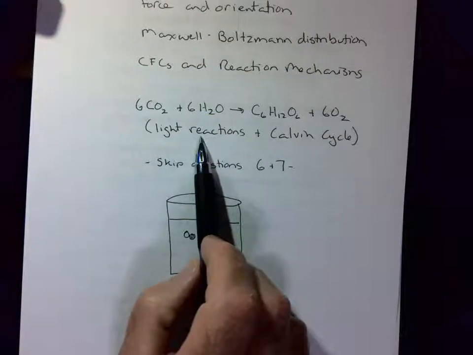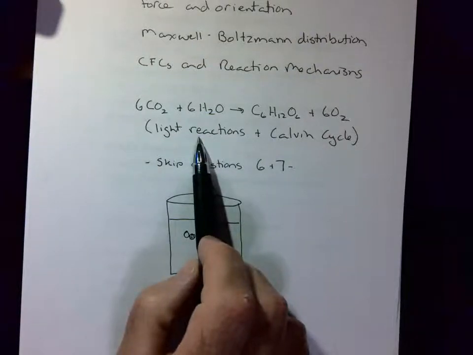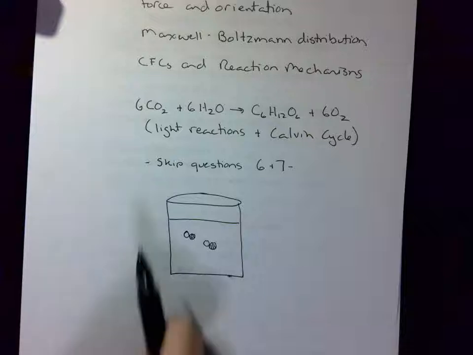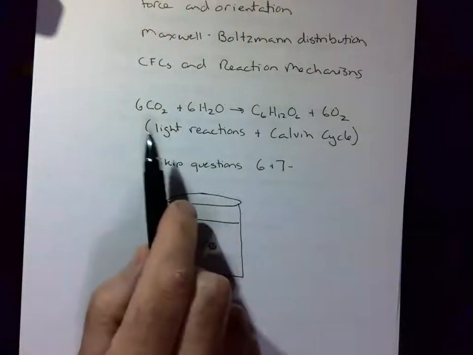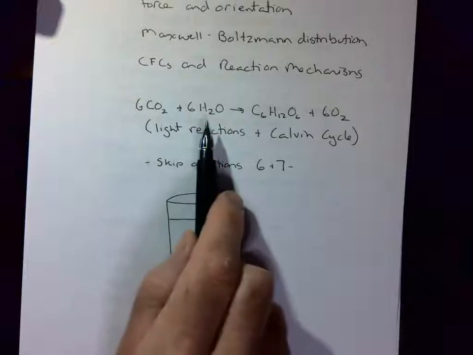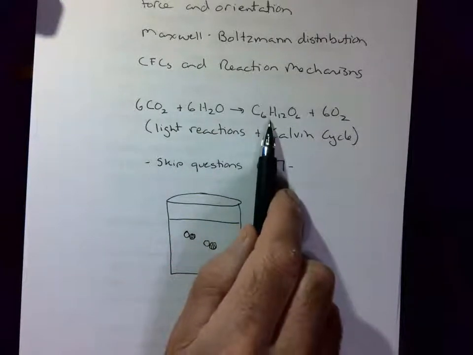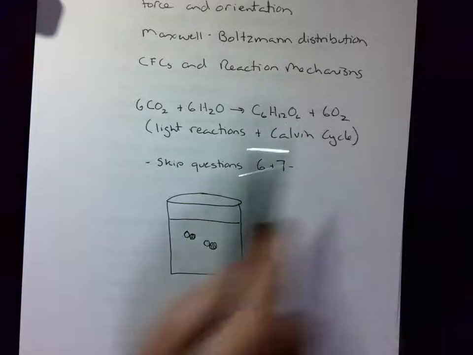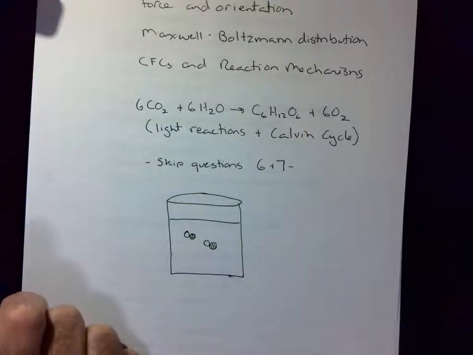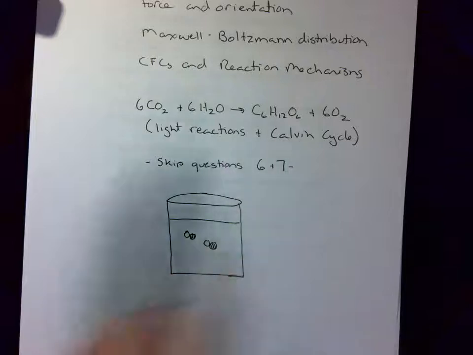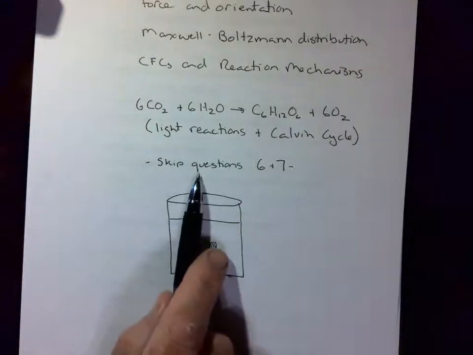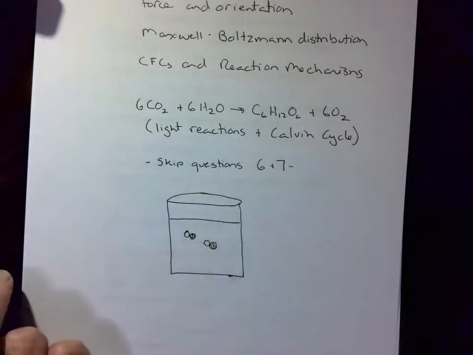An example of a reaction mechanism, this will be for the biologists, would be photosynthesis. We write the overall reaction. So the overall reaction is 6CO2 plus 6H2O gives 1 glucose, C6H12O6 plus 6O2. But this happens in many complicated steps called the light reactions and the Calvin cycle. So often the overall reactions that we see in chemistry are made up of smaller steps that last millionths of a second. When doing the assignment today, please skip questions 6 and 7.